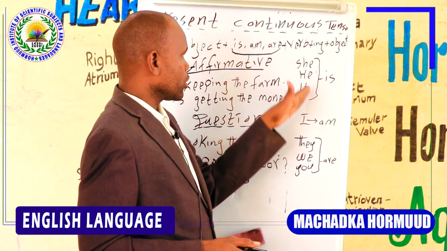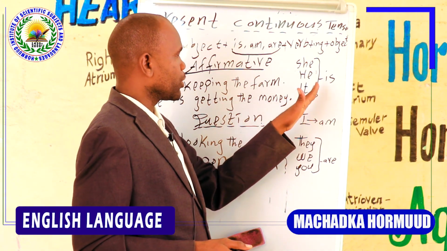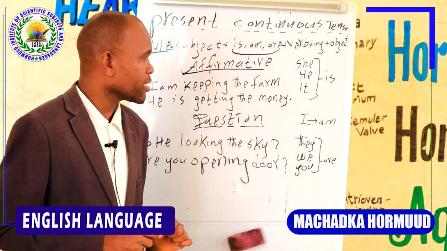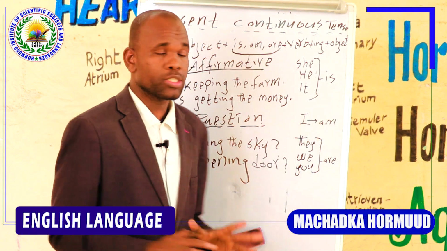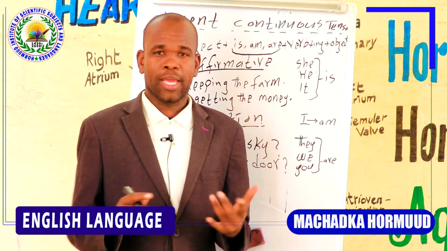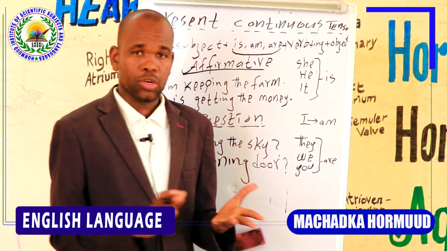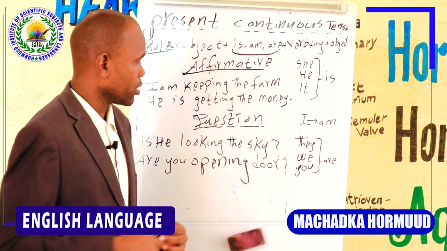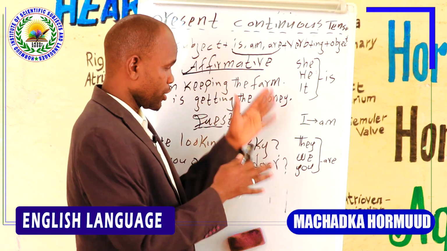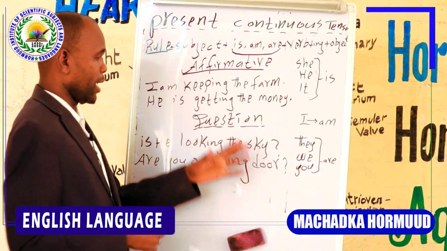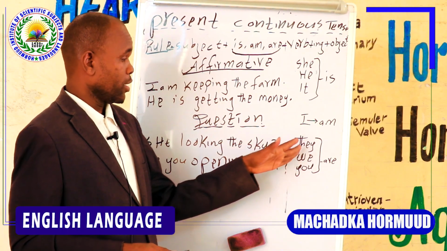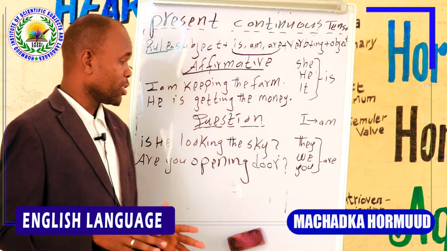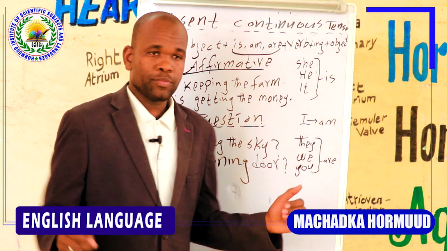Looking at this, some are singular. Singular should be given "is": she, he, it is. Any others that are singular, you can give the auxiliary "is," for example Ali, cow, ox. Also the first person: I is "am." They, we, you are given "are." Those are plural.